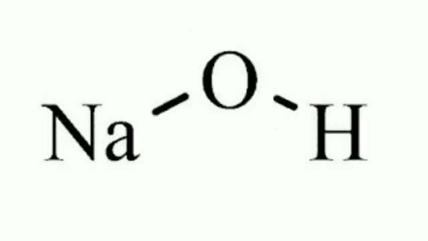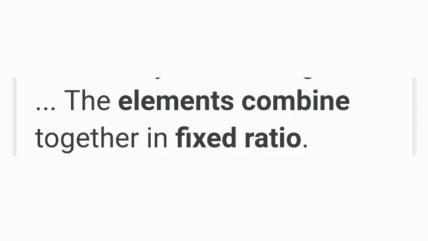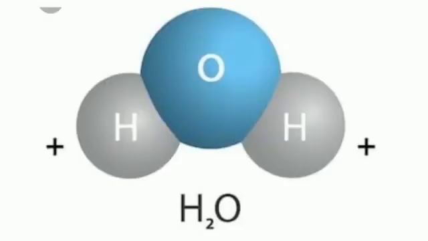The second characteristic is the elements combine together in a fixed ratio. For example, water again. The two elements hydrogen and oxygen are chemically combined together in a fixed ratio of two atoms of hydrogen to one atom of oxygen.